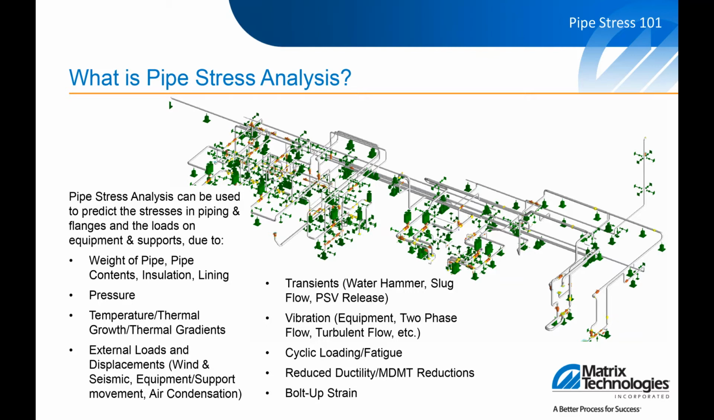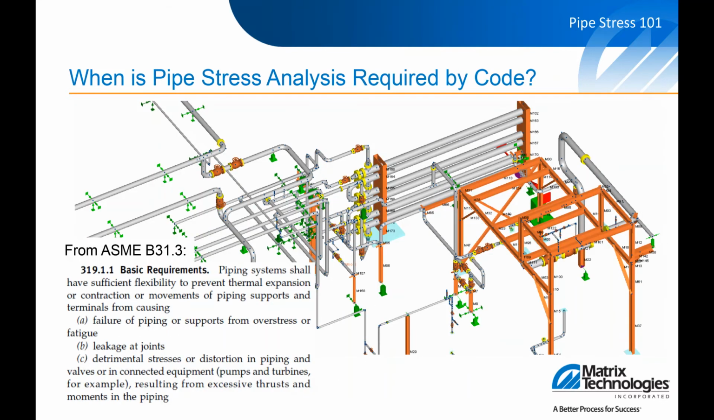Brandon mentioned that a little bit. You can have vibration on rotating equipment, or just certain flows; two-phase flow in a pipe will cause vibration. Cyclic loading and fatigue, reduced ductility if you've got really cold piping, even bolt-up strain. Pipe stress is going to help us to predict these loads and predict when they will be a problem.